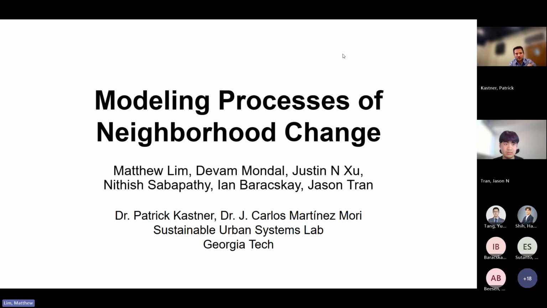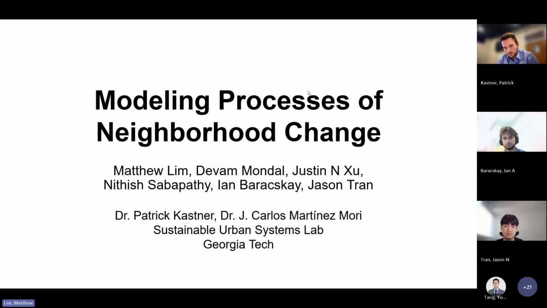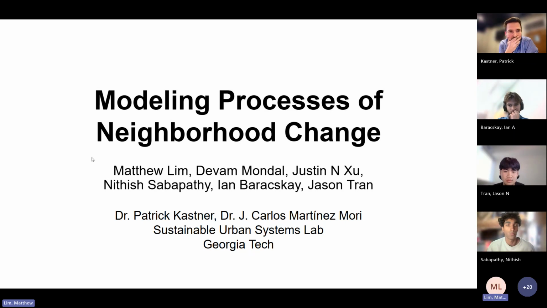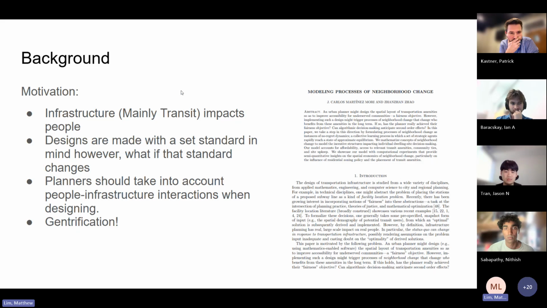This is the modeling processes of neighborhood change team. I'm Matthew, and on the team is also Devin, Justin, Nitish, Ian, and Jason. And so first I'll give a high-level overview of our motivation and the background.